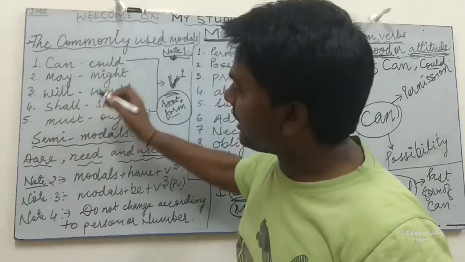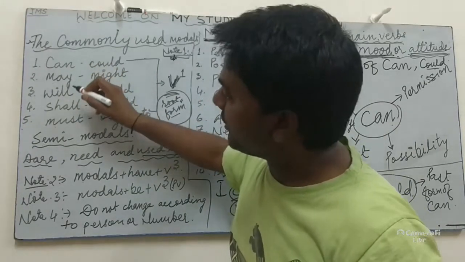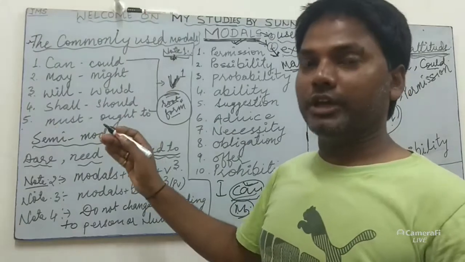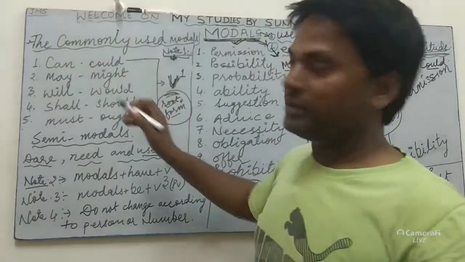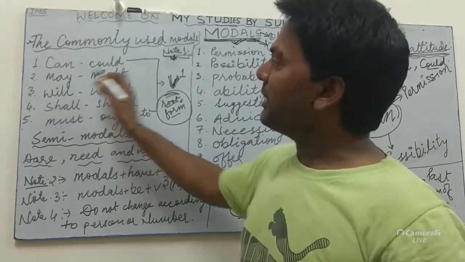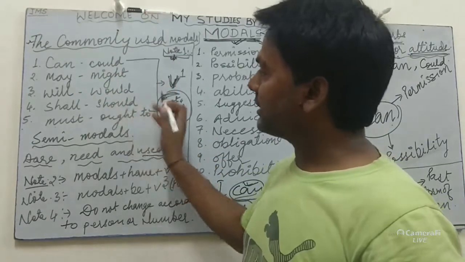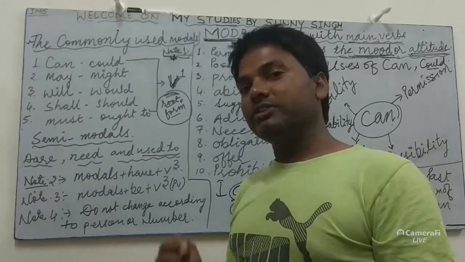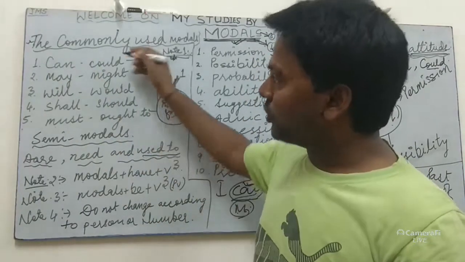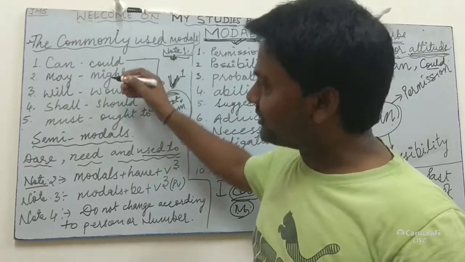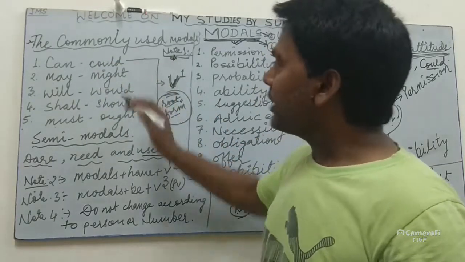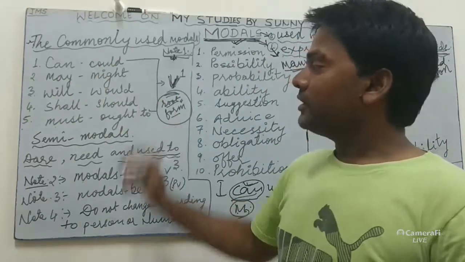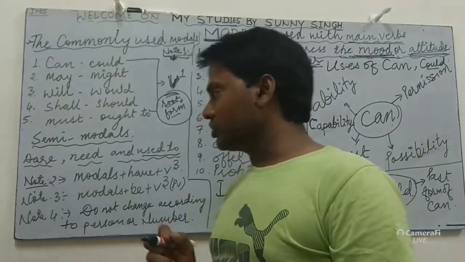Can, could, may, might - if you look carefully, can, may, will, shall, must, their past forms are these other words. Means the past form of can is could, may is might, will is would, shall is should, and must is ought to. Remember, in direct and indirect speech, we change can into could, or these all are changed into past form.